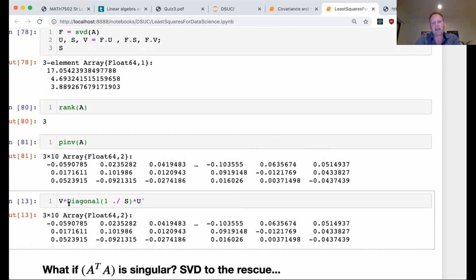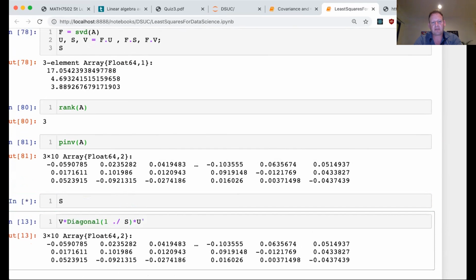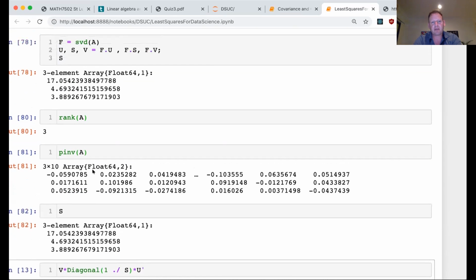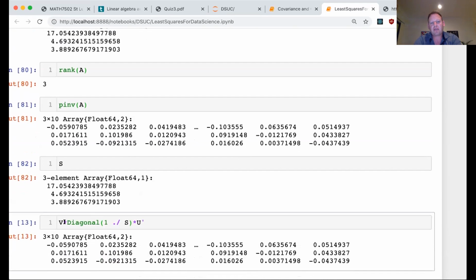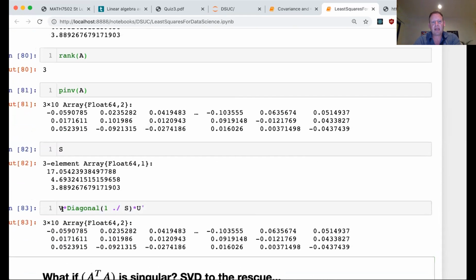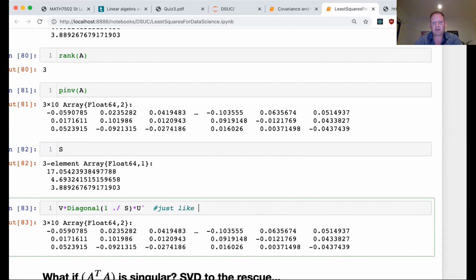Okay, and now let's take the matrix V times a diagonal matrix, where S are the singular values. Here are the singular values for the matrix, these three guys. You see them here from the singular value decomposition. And this is the matrix sigma inverse, times U transposed. And you see that this is just like the pseudo inverse of A. It is a pseudo inverse of A.